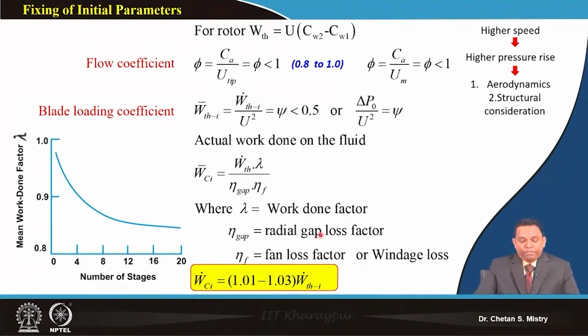So overall, the actual work required by my compressor will be 1.01 to 1.03 times the theoretical work we calculate based on u (Cw2 minus Cw1). So you can say approximately 1 to 3% higher work is expected from your axial flow compressor.